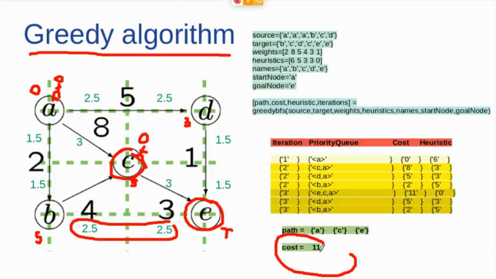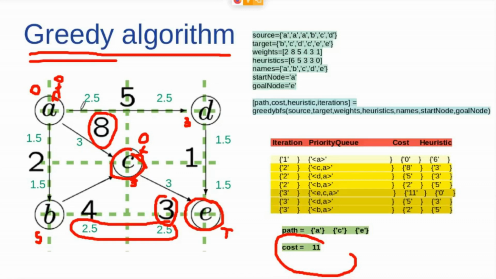With a total cost of 11, because the real cost is 8 plus 3, as you can see here. But as you can figure out, we have other paths that have a smaller cost. Let's check here. As you can see, if you go A, B, C, E, you have 2 plus 4, 6, plus 3, 9. So this is not the optimum path, right?